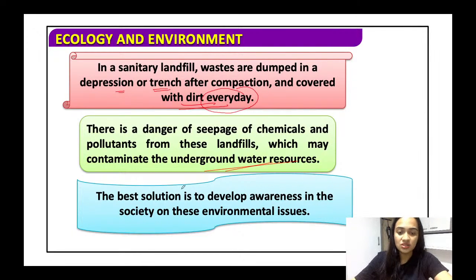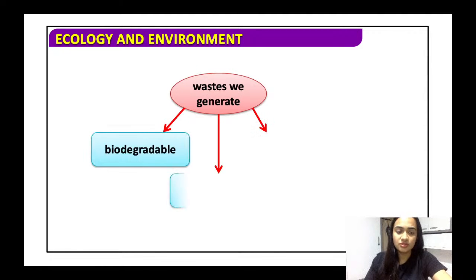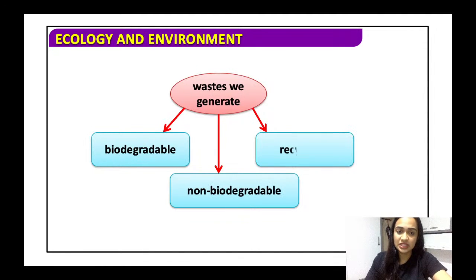So the best solution is to develop awareness in the society on these environmental issues. Now, what all waste do we generate? That is basically biodegradable, non-biodegradable and recyclable. Biodegradable मतलब जो decompose हो जाता हो, non-biodegradable मतलब प्लास्टिक जो decompose ना होता हो, recyclable में भी प्लास्टिक बोल सकते हो जो हम बार बार reuse कर सकते हैं.